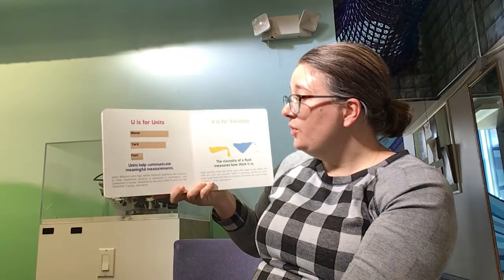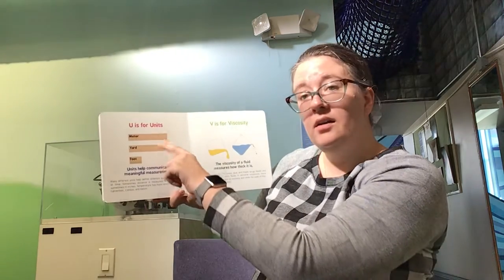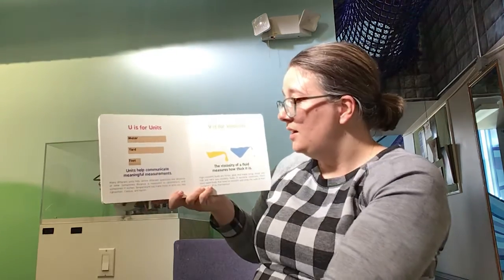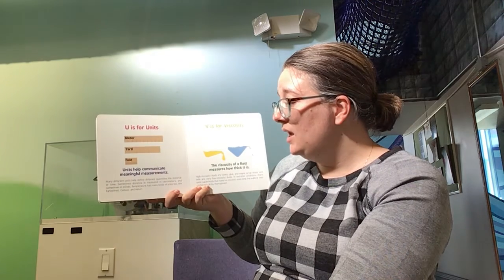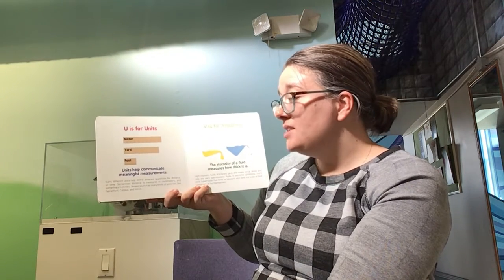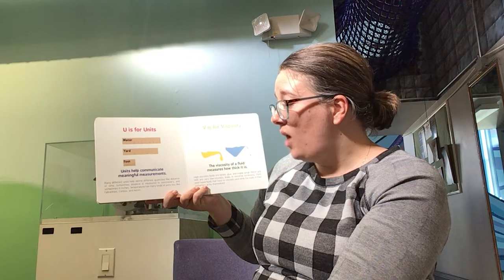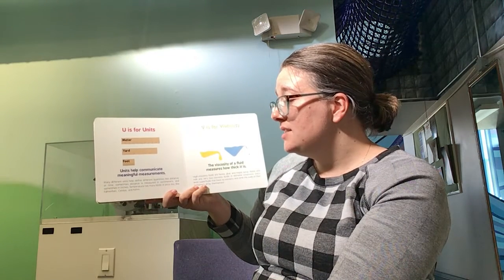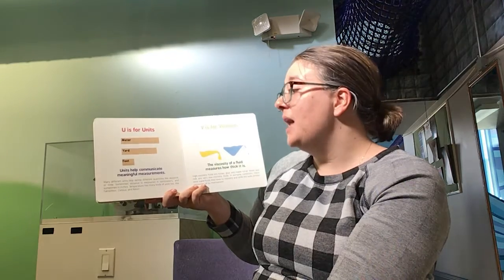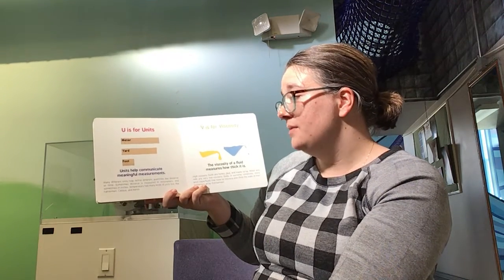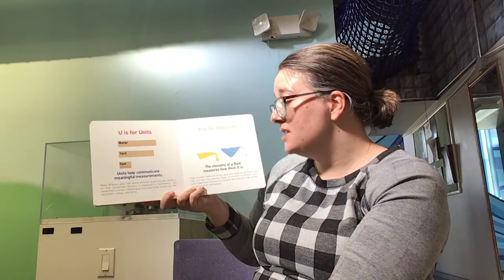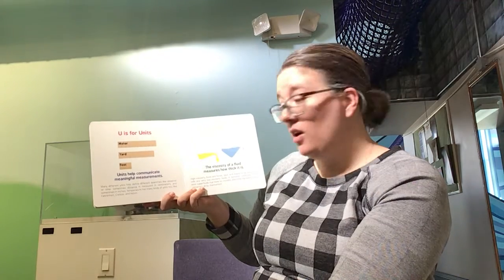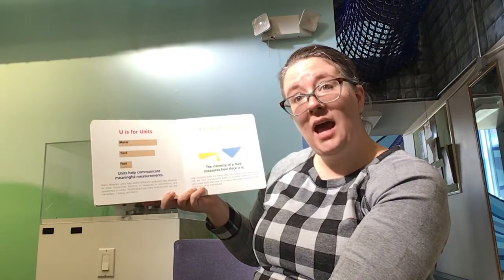U is for units. Meter, yard, and a foot. Units help communicate meaningful measurements. Many different units help define different quantities like distance or time. Sometimes distance is measured in centimeters and sometimes in inches. Temperature has many kinds of units too, like Fahrenheit, Celsius, and Kelvin.